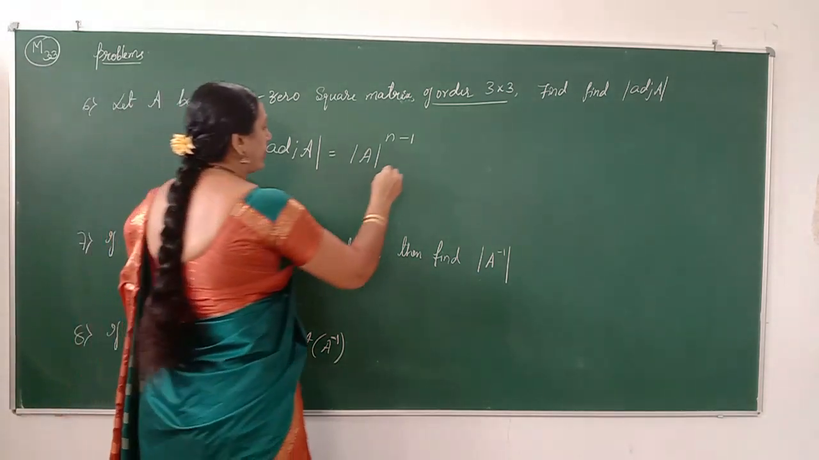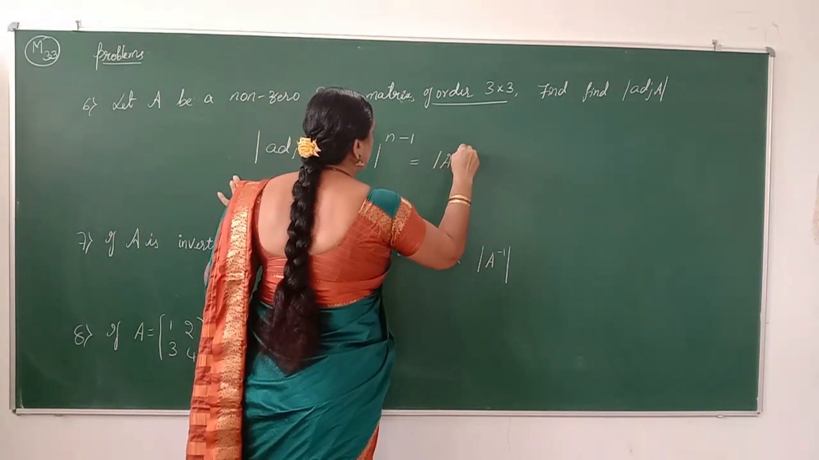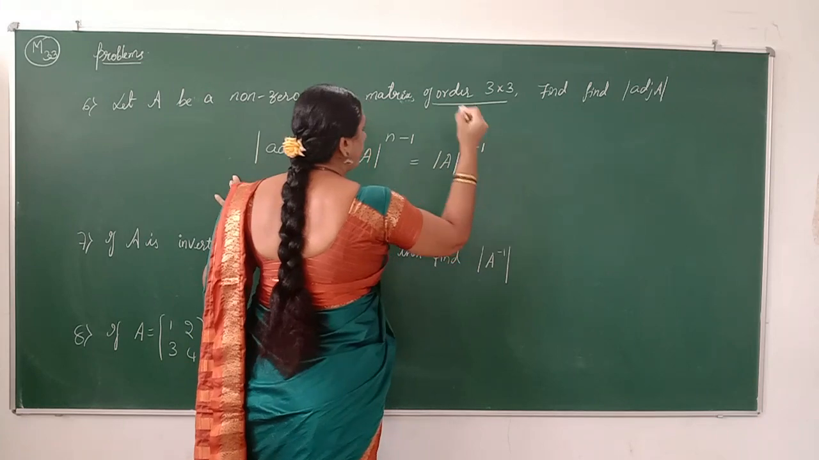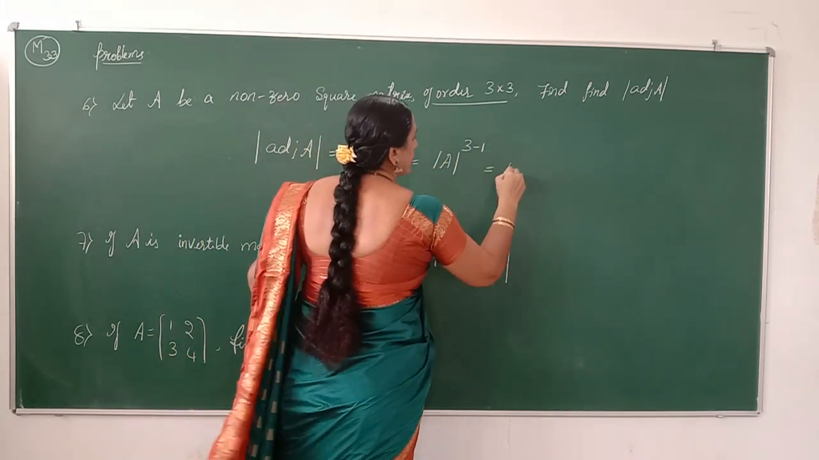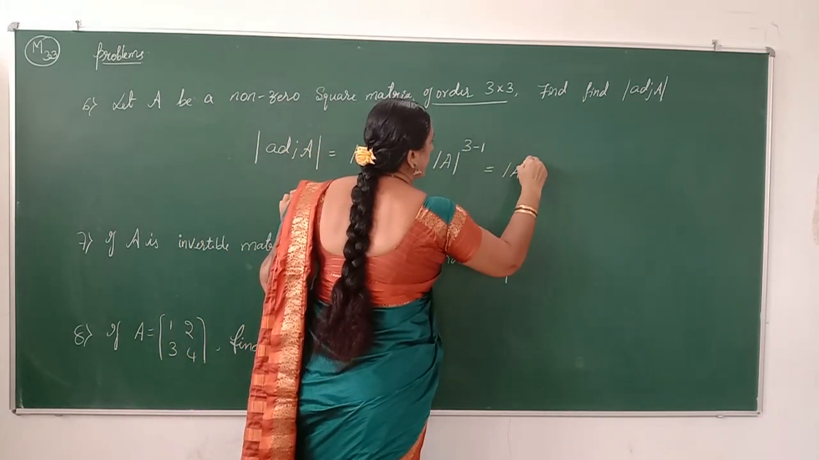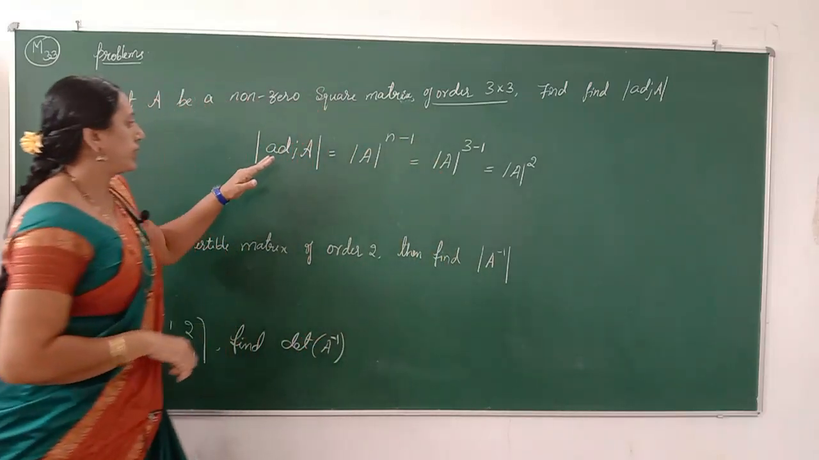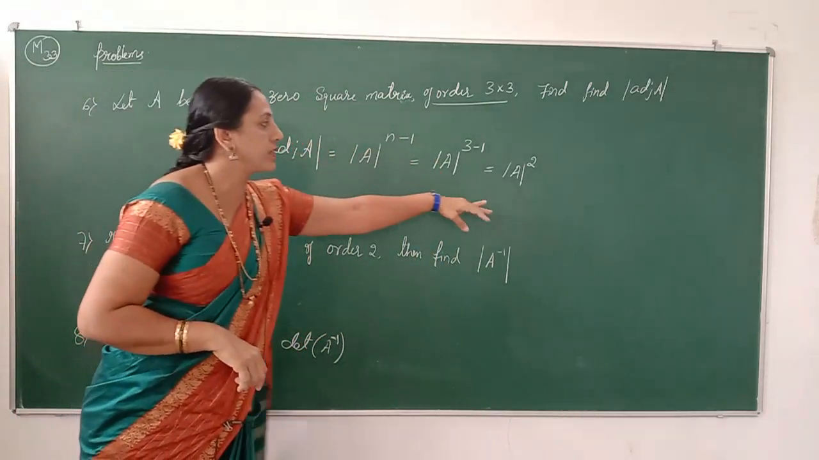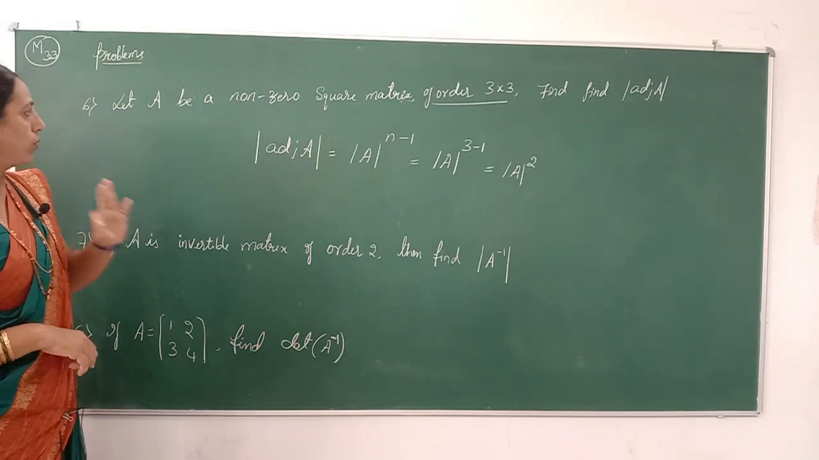Therefore, it can be written as determinant of A whole to the power of 3 minus 1. It can also be written as determinant of A square. So determinant of adjoint of A is nothing but determinant of A whole square.